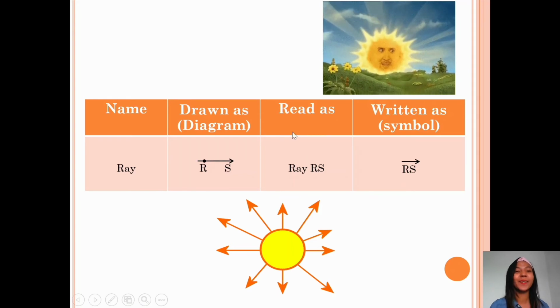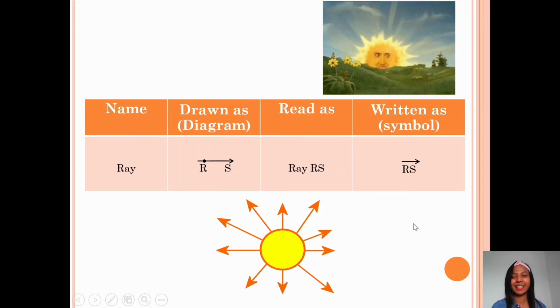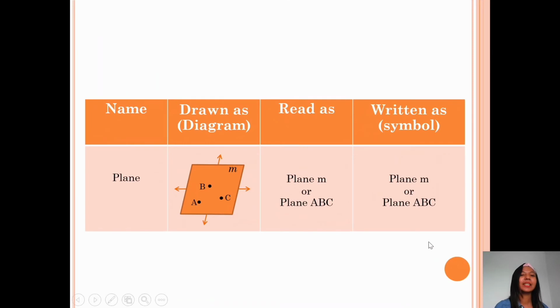So this is about rays. Next, the last one we have here is a plane. Everybody say plane. It looks like a surface or a flat surface. Actually this plane extends in all directions, indefinitely, non-stop. It can be non-stop because it has arrowheads in all directions or on all sides of this plane.